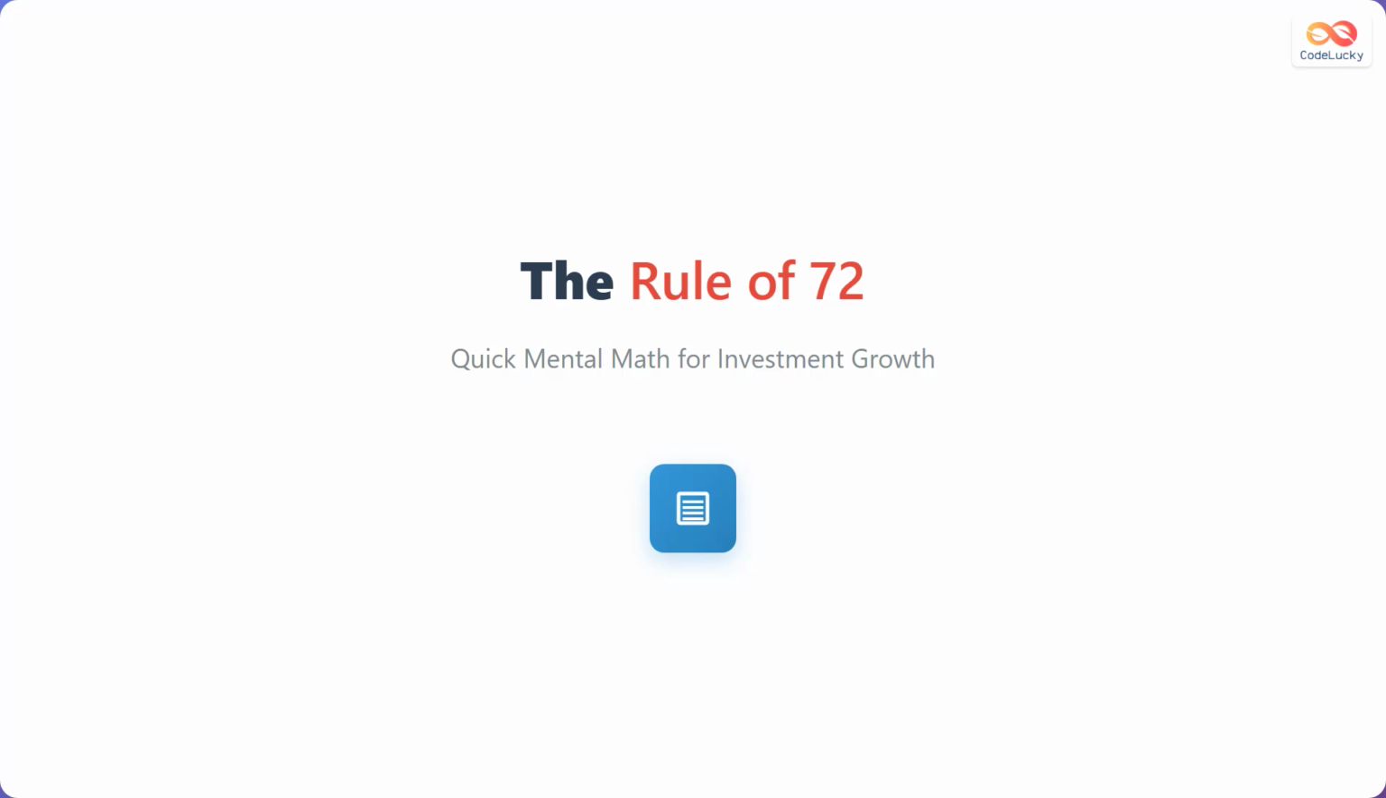Welcome to Money Basics. Today you'll learn about the Rule of 72, one of the most powerful mental math tricks for understanding investments. This simple formula helps you quickly estimate how long it takes for your money to double through compound interest. Whether you're planning for retirement, evaluating investment options, or just curious about how money grows, the Rule of 72 is an essential tool that every investor should master.